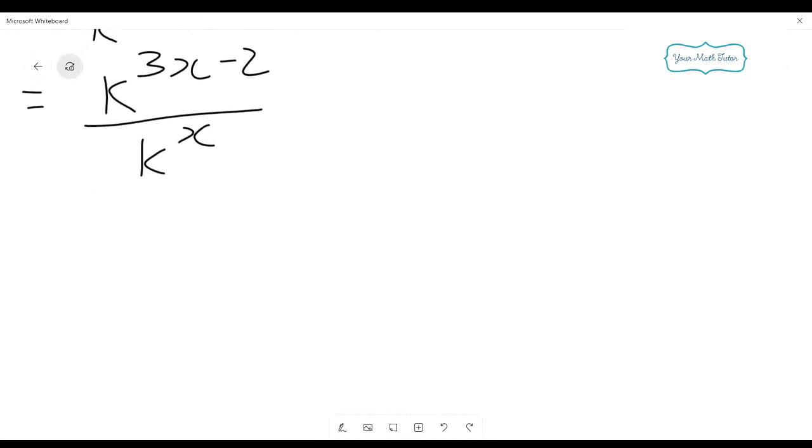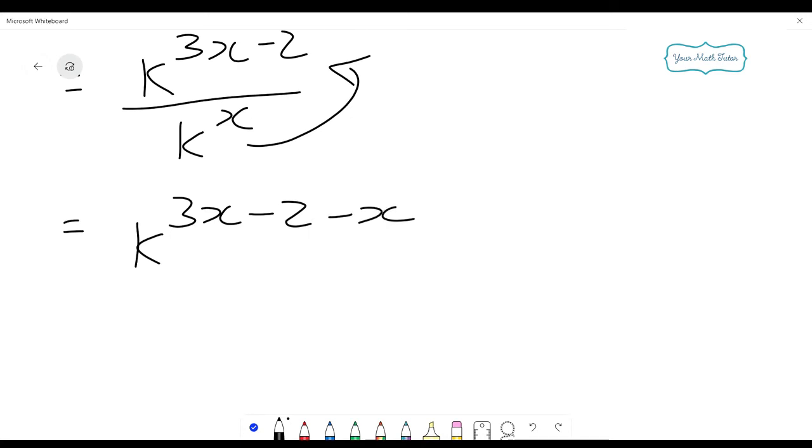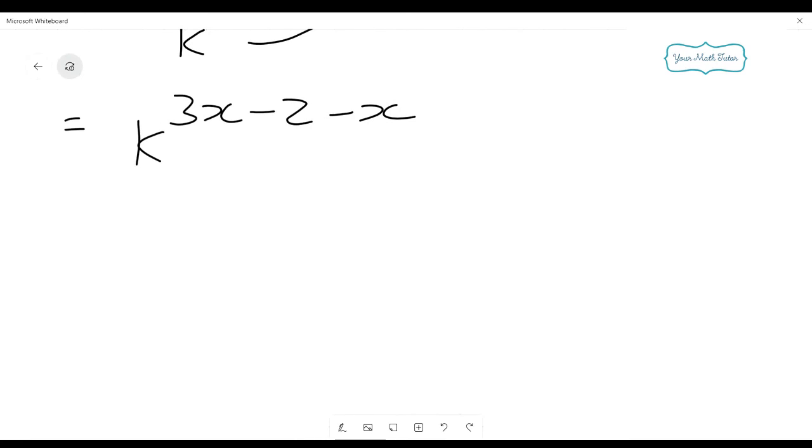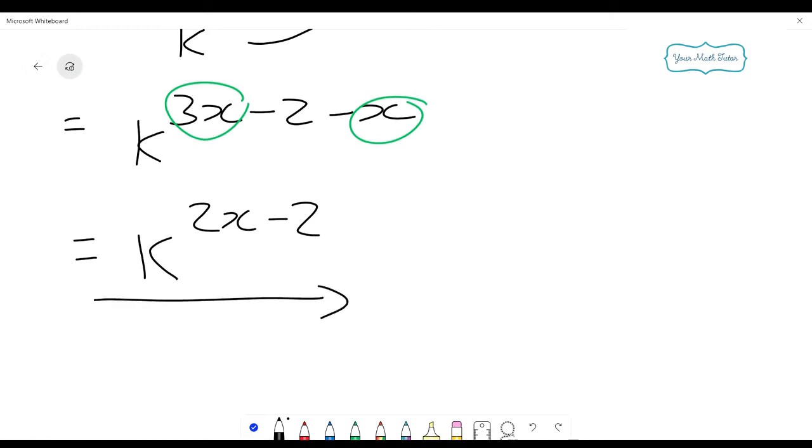Now we're going to apply our law of exponents that involves division. So we bring up the k, and then we subtract the exponents. So we're going to have k to the power of 3x minus 2 minus x. Now we can just subtract again the like terms, where 3x and x are like terms. So we're going to have k to the power of 3x minus x, which is 2x minus 2, and that would be the final answer.